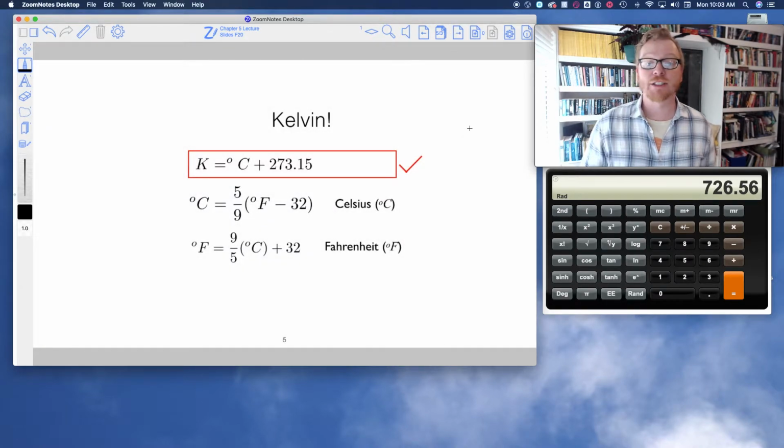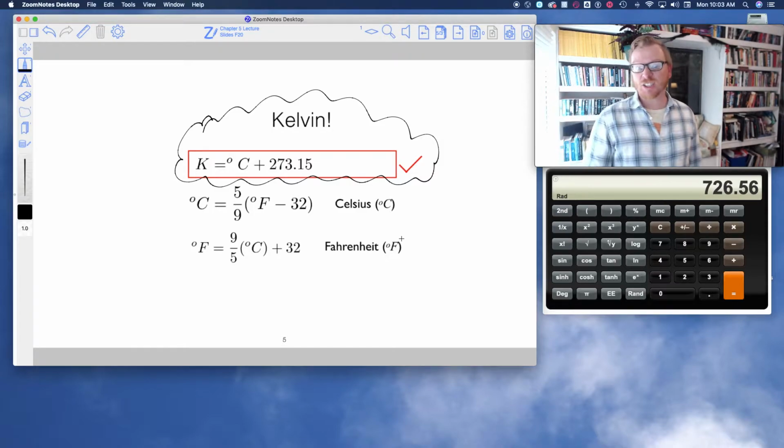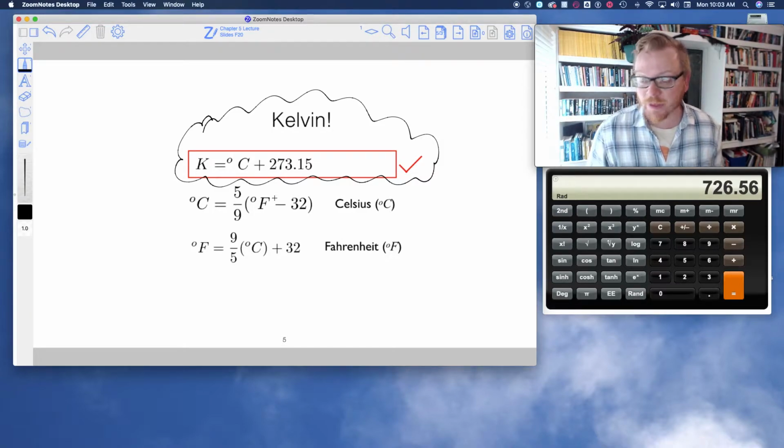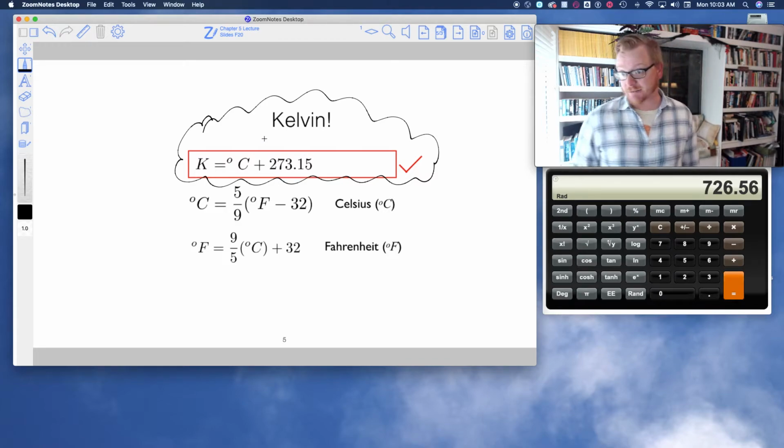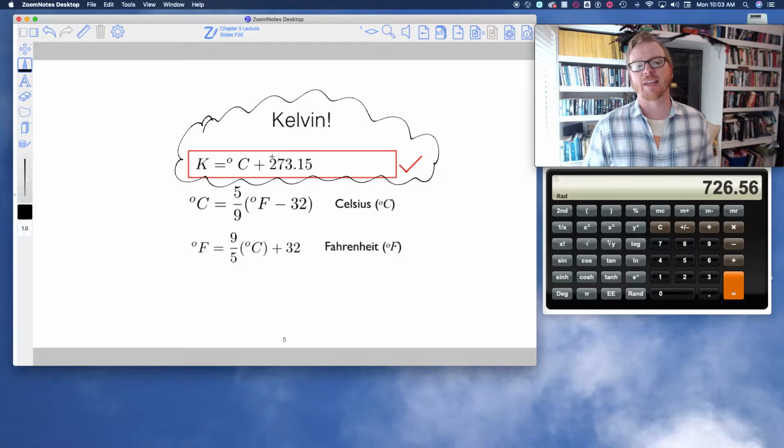So now, as a reminder, when we do stuff with gases, we are going to primarily use the Kelvin scale. We will occasionally have some problems that have Celsius in them, but we will predominantly use the Kelvin scale. So this is just a reminder.